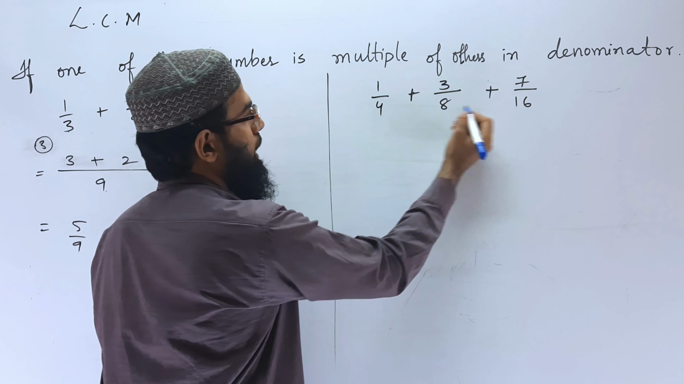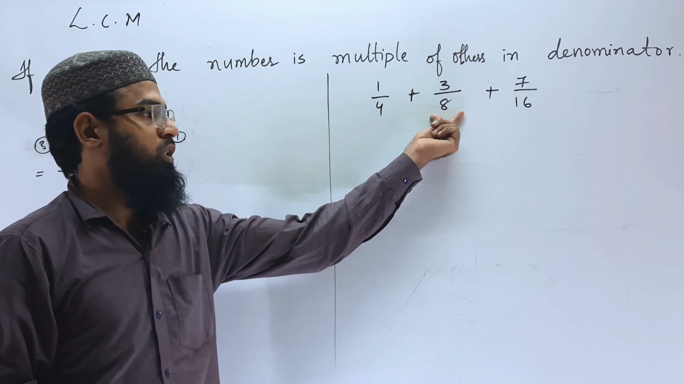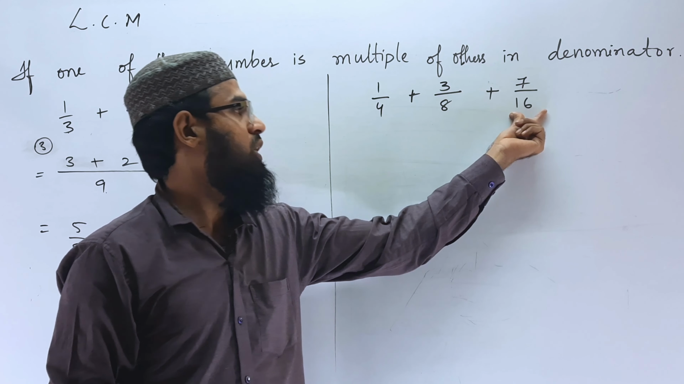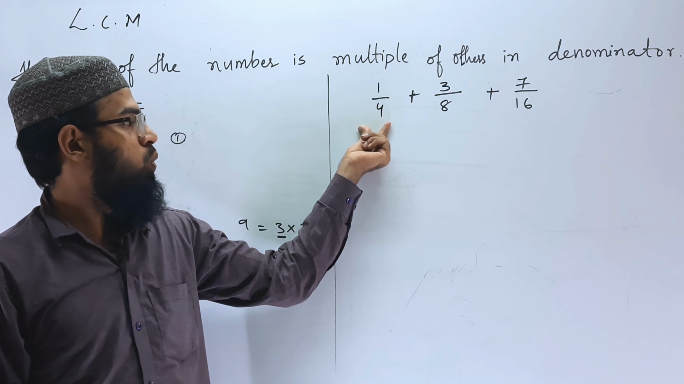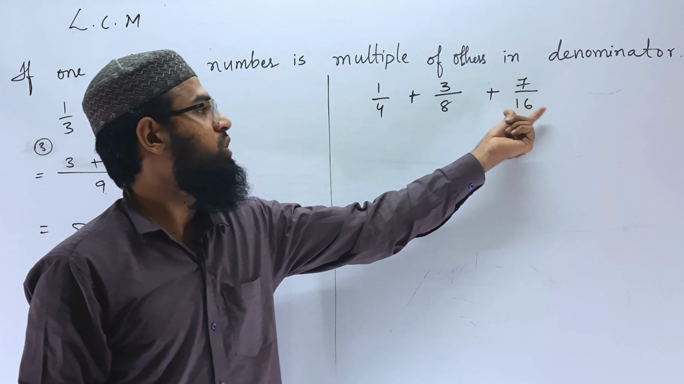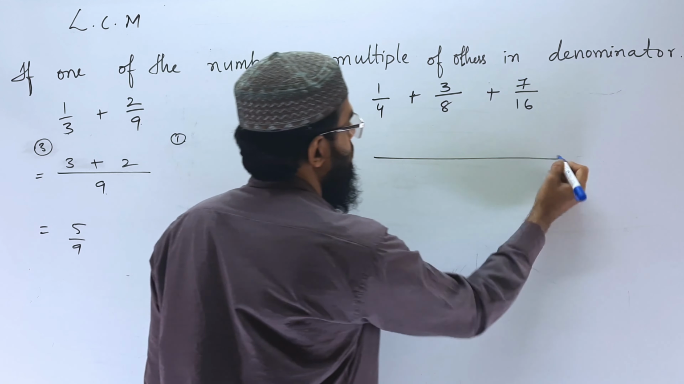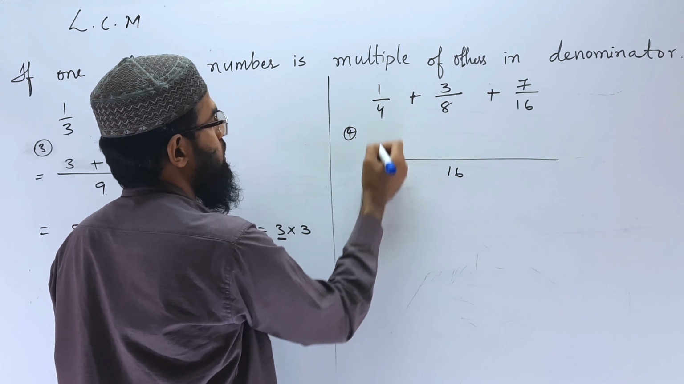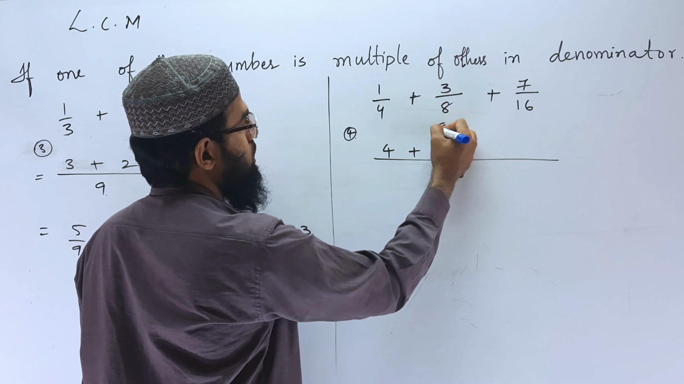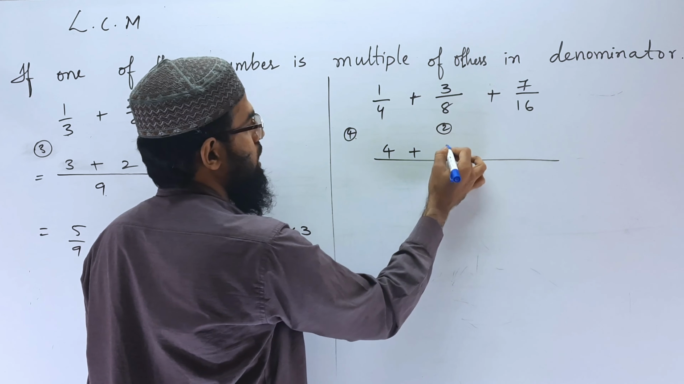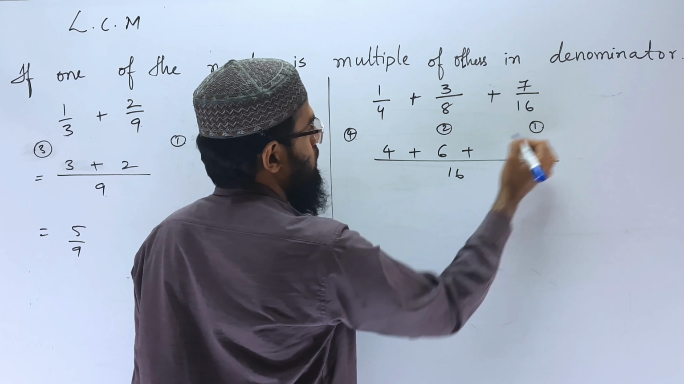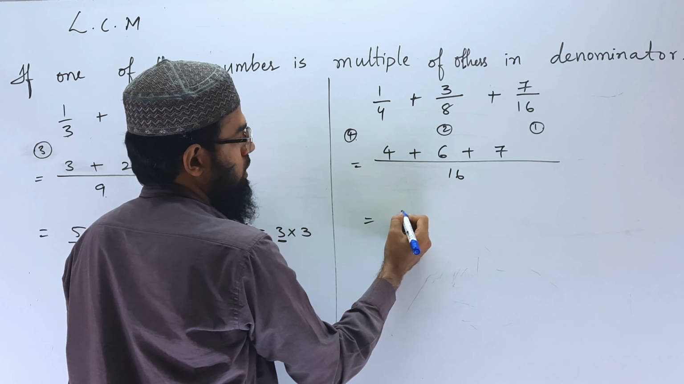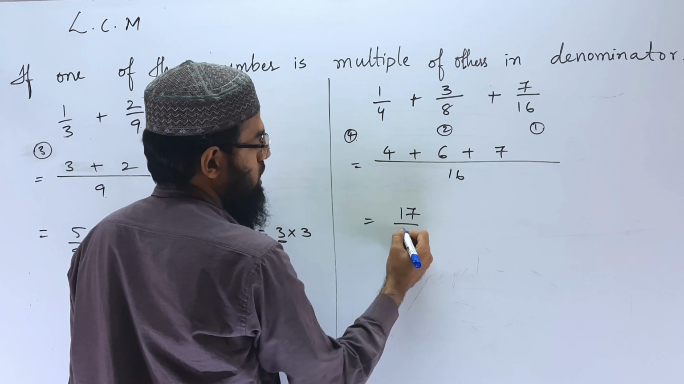Next, 4 8 16. In factors of 8 we can find 4, and in factors of 16 we can find 8 and 4 also. So ultimately we can write 16 is the LCM. So 16, 4 4s are 16, 4 1s are 4 plus 8 2s are 16. So 2 3s are 6 plus 16 1s are 16. So 1 7s are 7. 4 plus 6, 10. 10 plus 7 is 17 by 16.